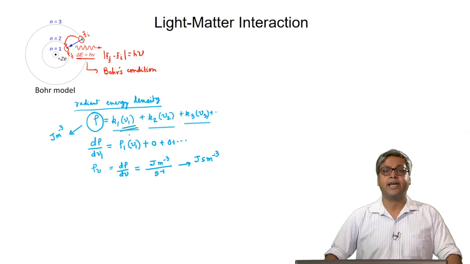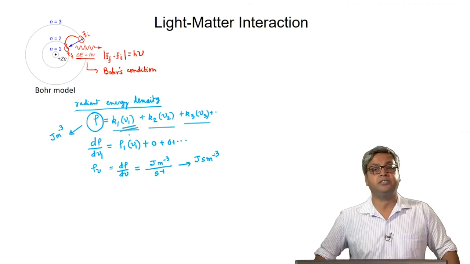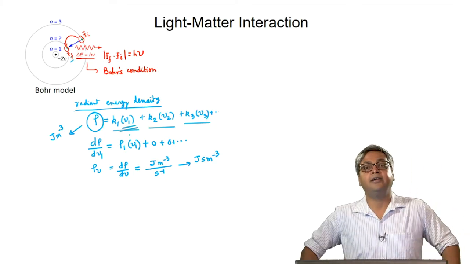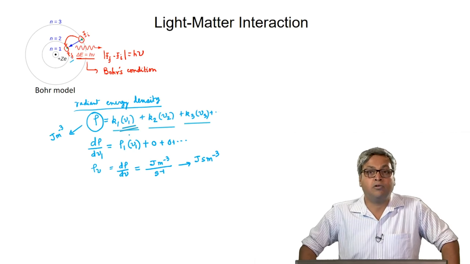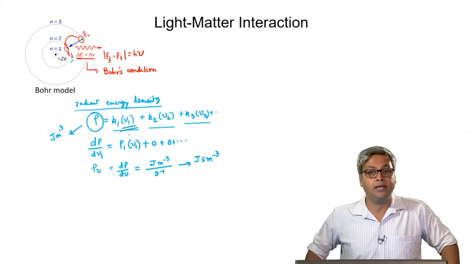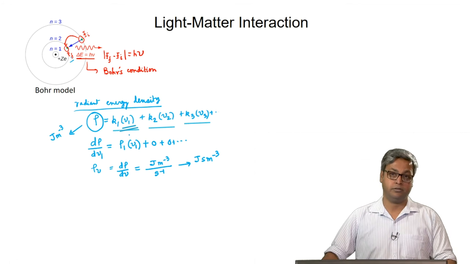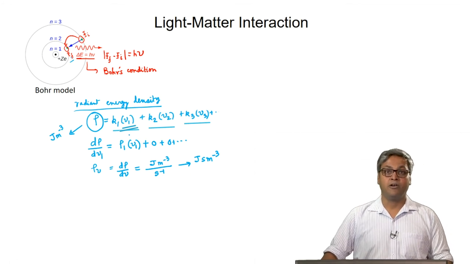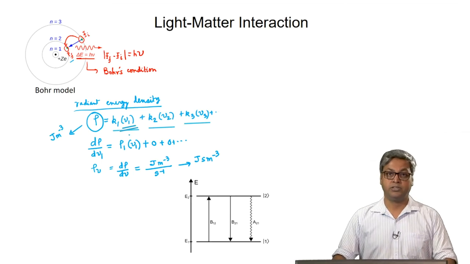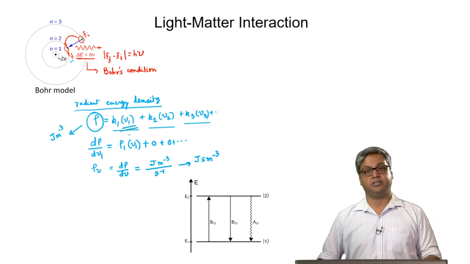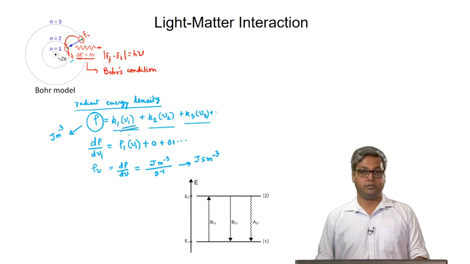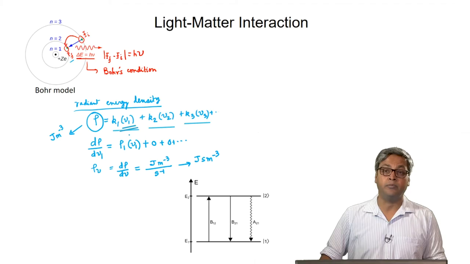We can think that there can be two kinds of transitions between two stationary states. For example, when EF is higher in energy than EI, the process is known as absorption. And when EF is lower in energy than EI, the process is known as emission. But Einstein further divided the emission process into two types, stimulated emission and spontaneous emission. In stimulated emission, light stimulates the emission process. That is, we need light for this kind of emission to occur.